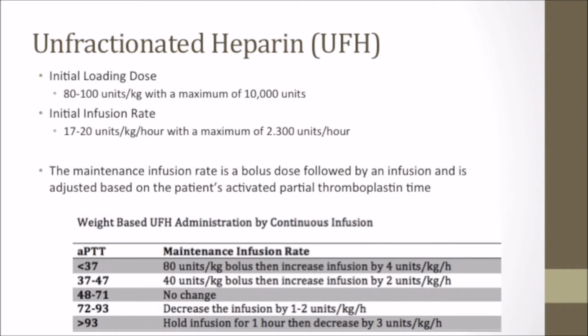On this slide, it shows the initial loading dose of 80 to 100 units per kilogram with a maximum of 10,000 units, and an initial infusion rate of 17 to 20 units per kilogram per hour with a maximum of 2,300 units per hour. The infusions are adjusted based on the patient's activated partial thromboplastin time. Below in the table is a weight-based unfractionated heparin administration by continuous infusion. On the left are the activated partial thromboplastin times, and then the adjustments are on the right.